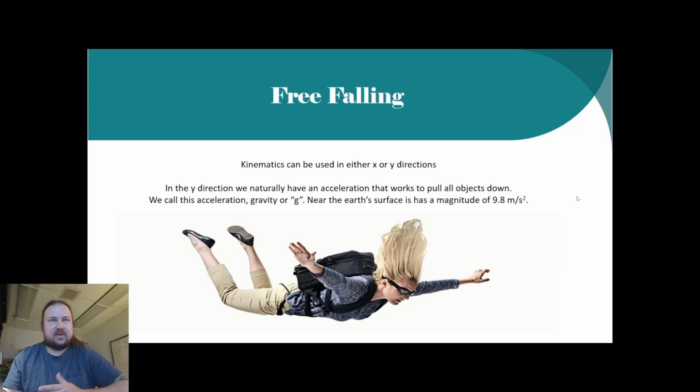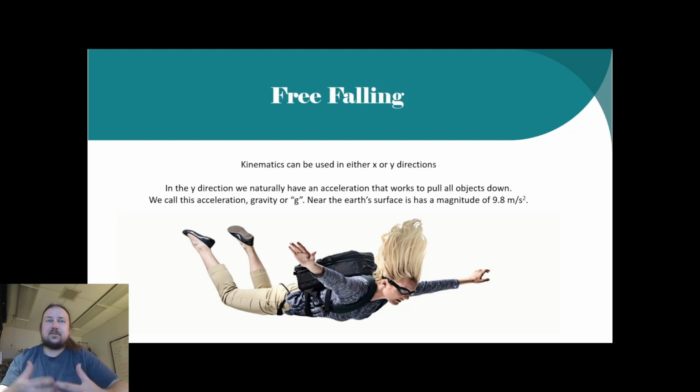There's something that's always a given in the Y direction. So it takes one of these things out of the question: if something is falling in the Y direction, you can instantly assume that gravity is playing a part on it. The reason that it's falling is because gravity is pulling on it.